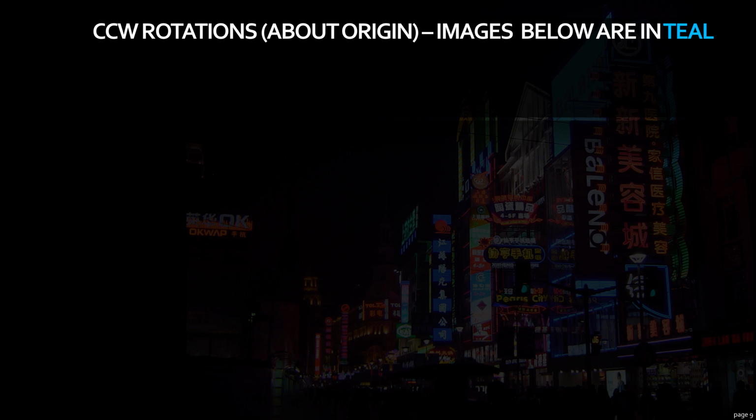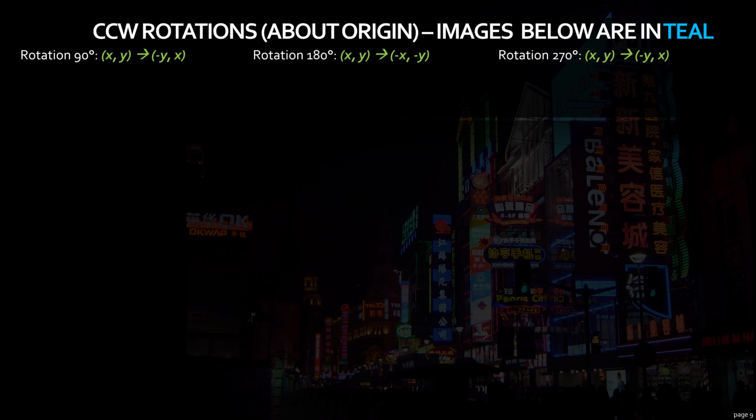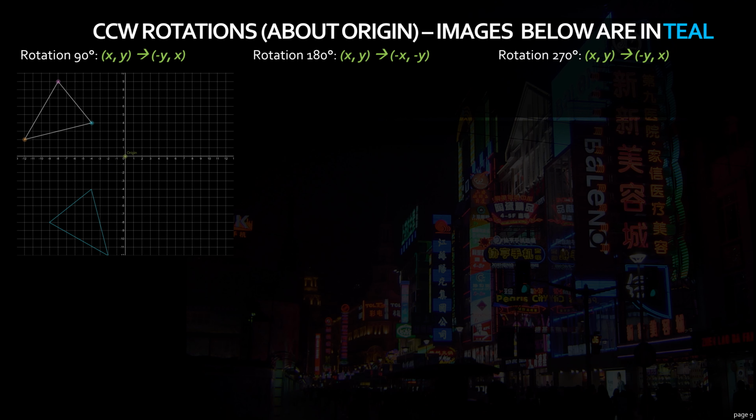So now we're going to be looking at counterclockwise rotations, and they're all going to be about the origin. Those are the only rotations that we're going to be concerned about. These are the 3 main rotations that we've been talking about this quarter: 90 degree, 180 degree, and 270 degree counterclockwise rotations about the origin. So again, here's our pre-image, and for the subsequent pictures that I'm going to show you, the images are going to be in teal.